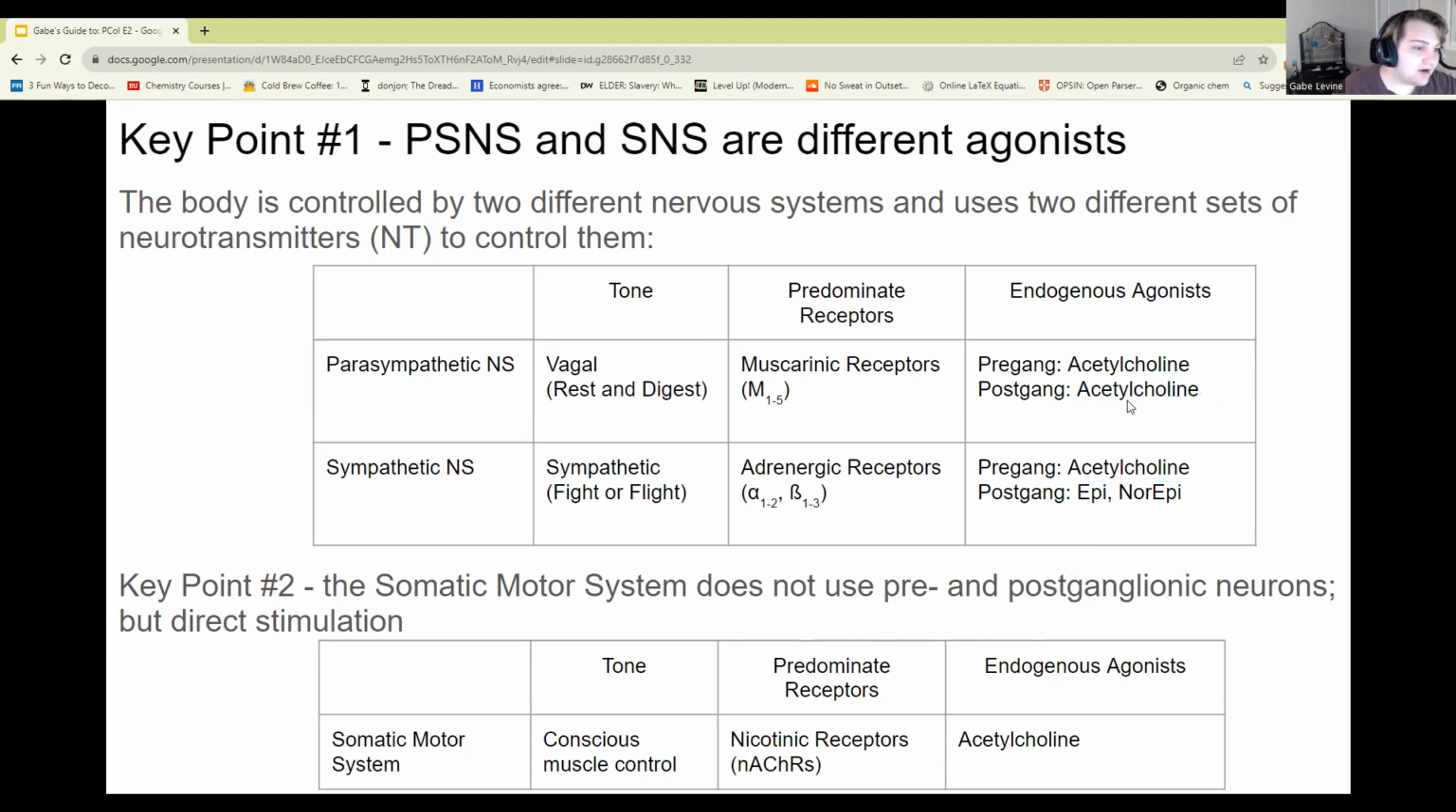Okay. So all in all, what you need to be aware of is that acetylcholine in most of the body, so outside of skeletal muscle, is going to do rest and digest, and epi and norepi is going to do fight or flight. Skeletal muscle is going to be all about control. Any questions about this? All right.